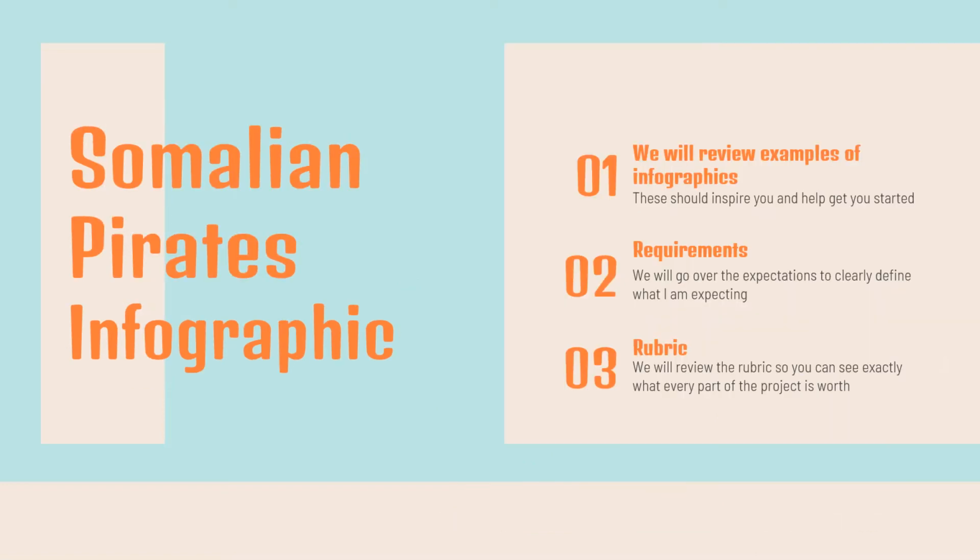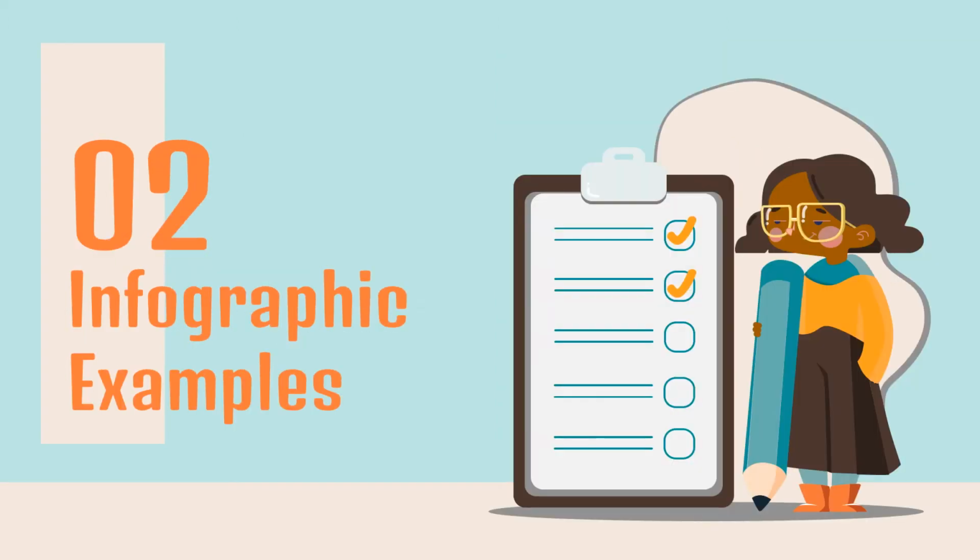We're going to review examples of infographics. They'll hopefully get you started. We're going to go over the requirements of what the expectations are to clearly define what I'm expecting. And then we'll review the rubric, which is what I'll use to grade it, so you can see exactly what everything in the project is worth. We're going to first start by looking at some examples of infographics so you know what they look like.